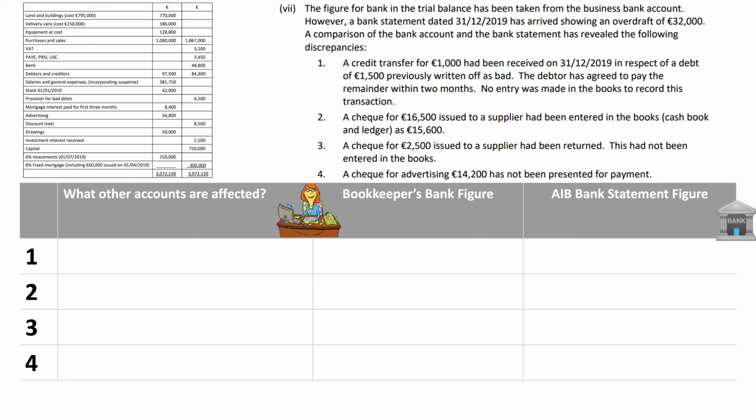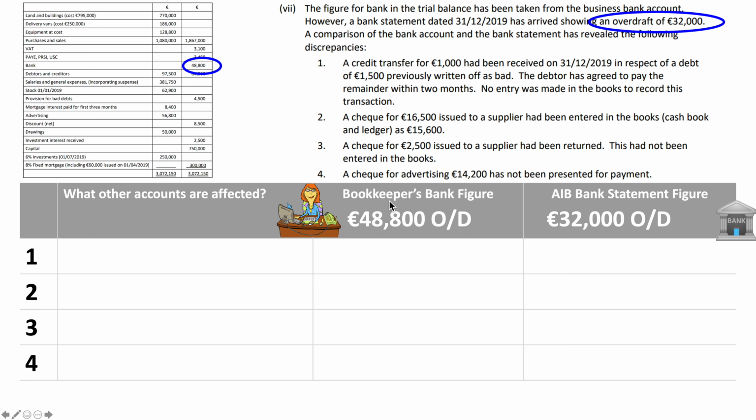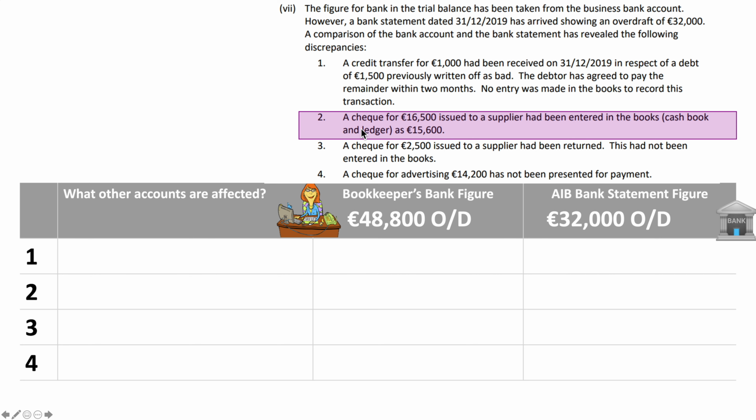Next then, we'll move on to adjustment number 7, where we had 2 items affecting the creditor. Here, our bank figures don't equal. This bank figure is the bookkeeper's bank figure, 48,800 overdraft, and this one is the AIB's bank statement, 32,000 overdraft. So looking at note 2, we're going straight to the ones that affect the creditor.